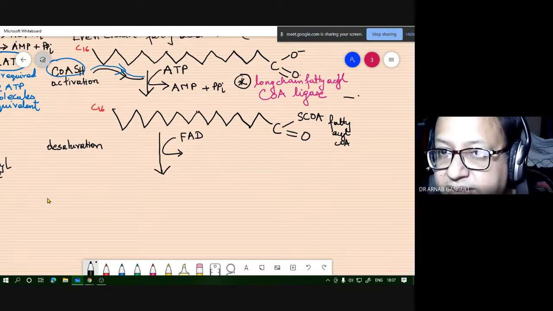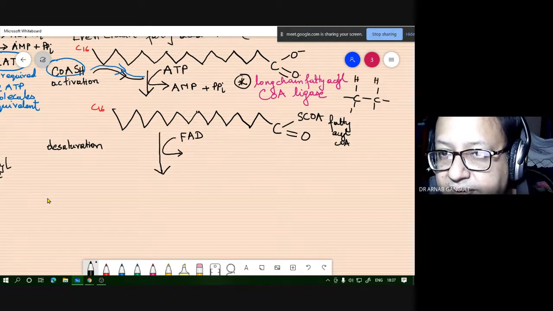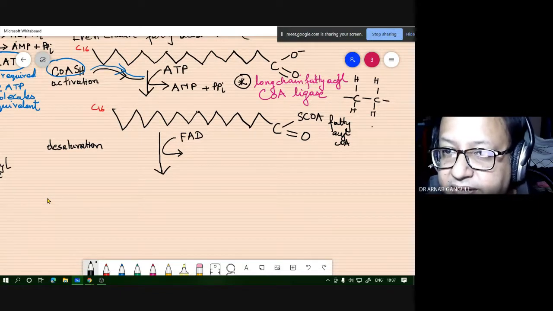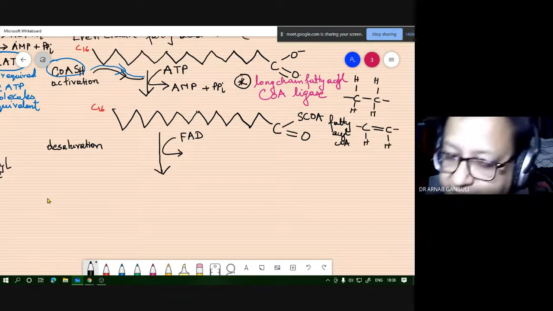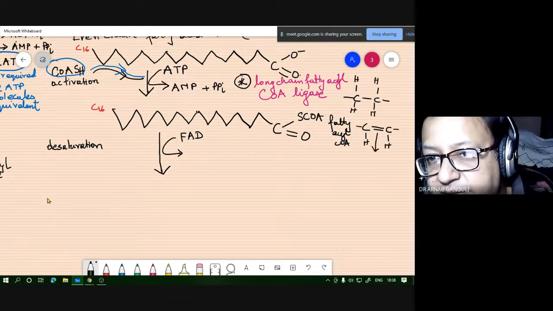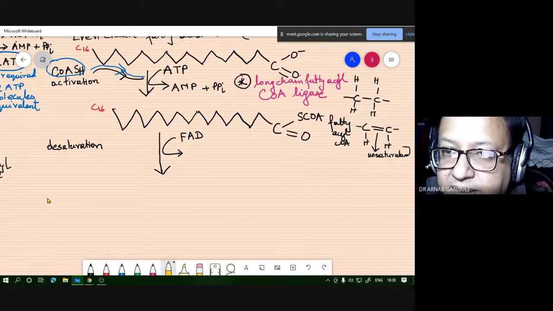So let's see it over here briefly. I'm drawing the structure. If the structure was something like this, if you steal two hydrogen from here, it becomes like this. So the saturation goes away and this region becomes unsaturated. I will draw this part in yellow over here. I'll keep it in.